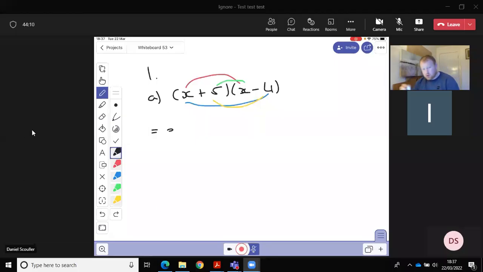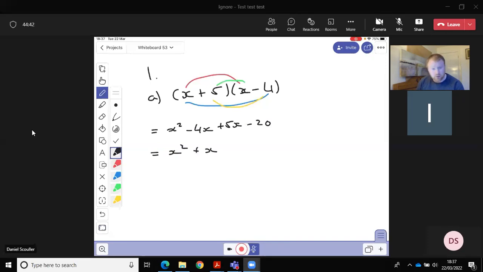Okay, so just using FOIL, working through that process: x squared, what did I say, outsides, minus 4x, plus 5x, minus 20. Now it's just a case of collecting like terms, and like terms have to be the same. So that x squared is only x squared. The x terms: you've got plus 5 minus 4, so you're left with plus 1x.